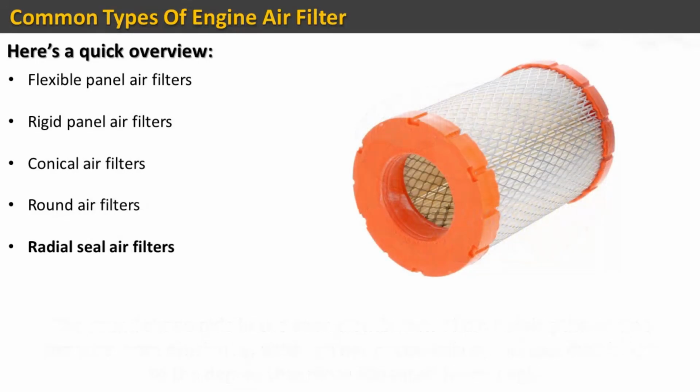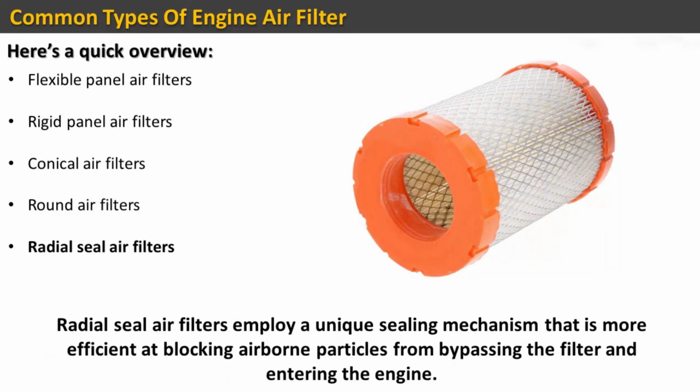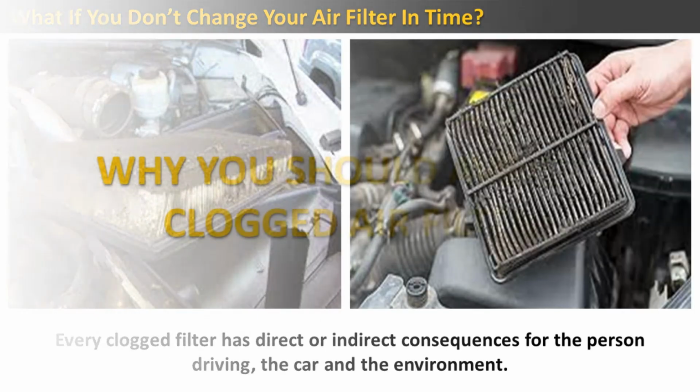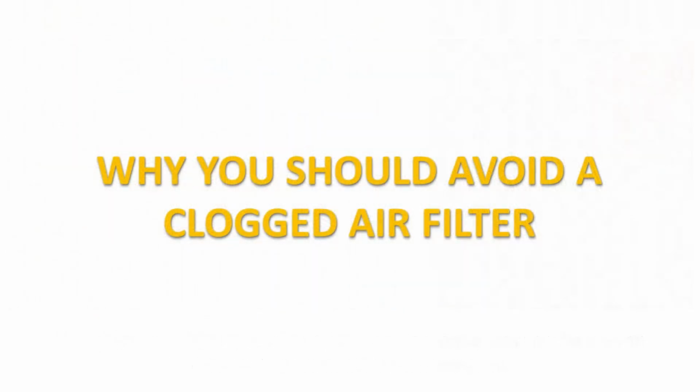Radial seal air filters. Radial seal air filters employ a unique sealing mechanism that is more efficient at blocking airborne particles from bypassing the filter and entering the engine. They're usually found in heavy-duty applications like trucks and industrial vehicles, where a superior seal is beneficial to handle demanding environments. Why you should avoid a clogged air filter.